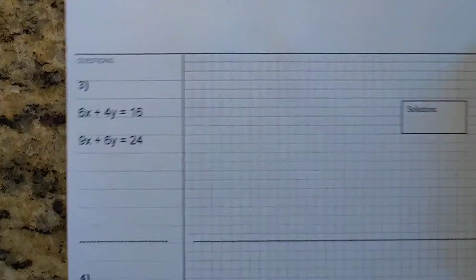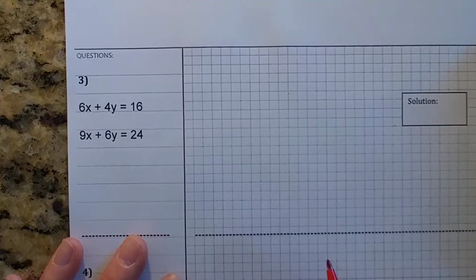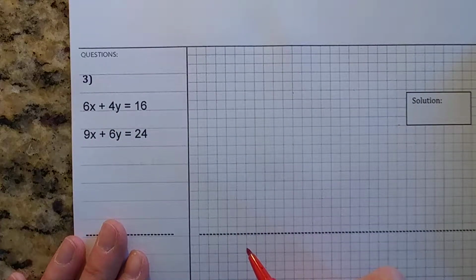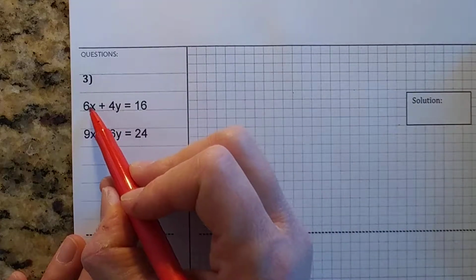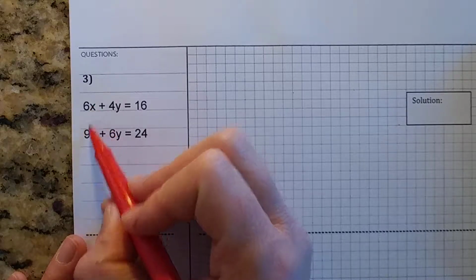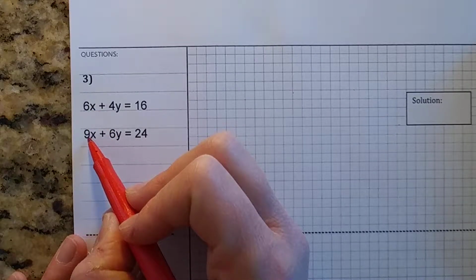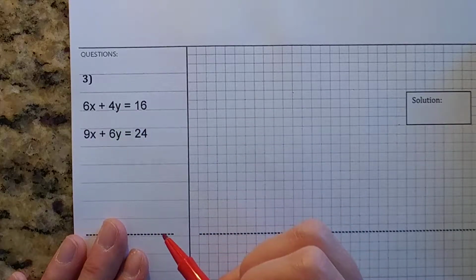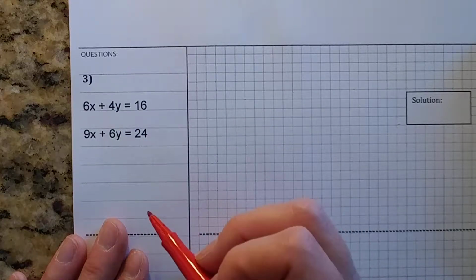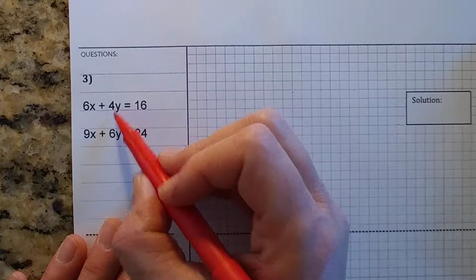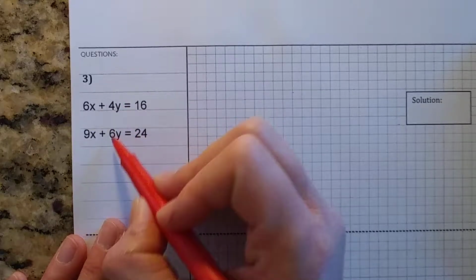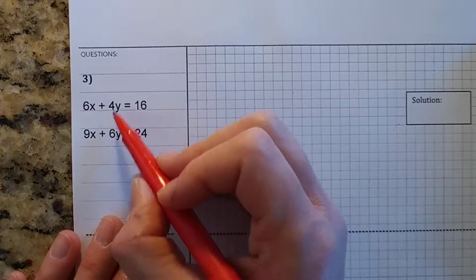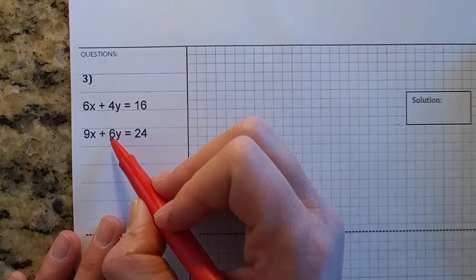Let's try number 3. Okay, looking at both equations, again, if I add them together, nothing's going to cancel out. Is there a number you could change 6 and 9 into? Is there a multiple of 4 and 6 that we could change them both into? How about 4 and 6? Could I make a 4 a 12 and a 6 a negative 12? Yes. Remember, one of them has to be positive, one of them has to be negative.